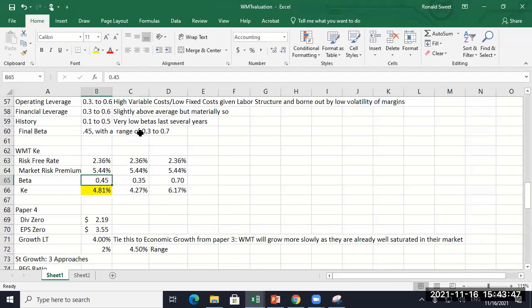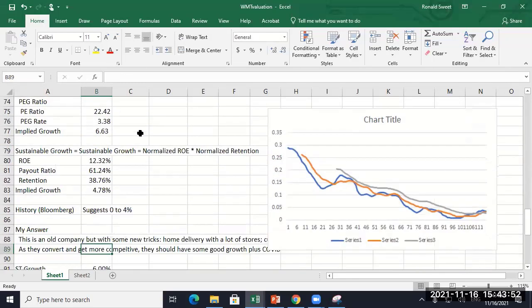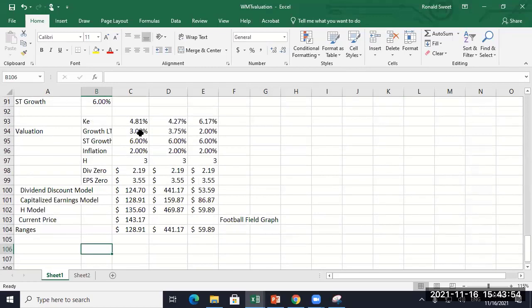Where did I put that? Long-term growth. So I'm bringing them down quite a bit. But that's what you're going to do. In your paper, you're going to talk about all the values you came up with, what the central tendency is. A football chart would be wonderful. And then make sure you compare that to the current price.